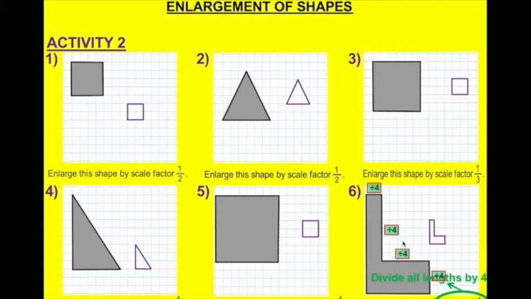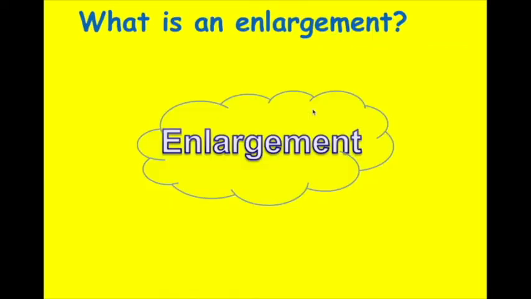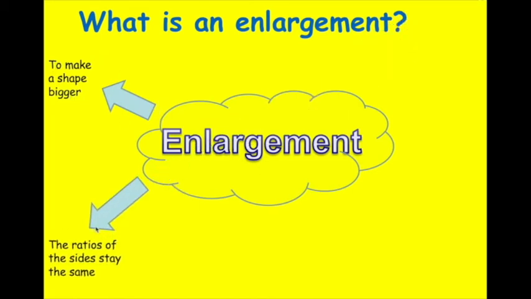So there you go. That is the image, right? Let's just do a quick summary of what we just did. So what is an enlargement? Enlargement is to make a shape bigger, yes. The ratios of the sides stay the same, yes. And we call the original shape and the enlarged shape similar.